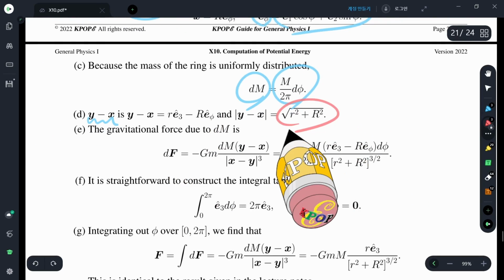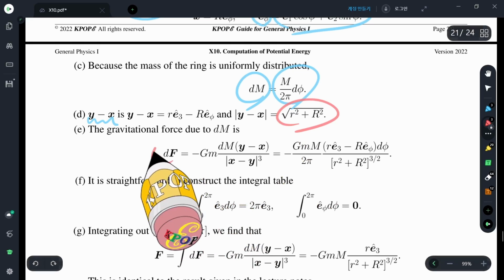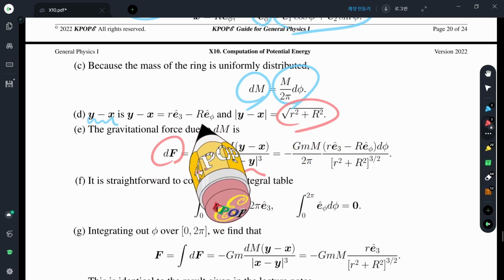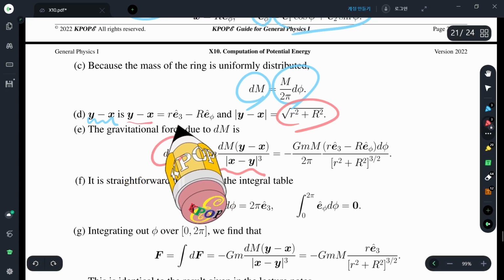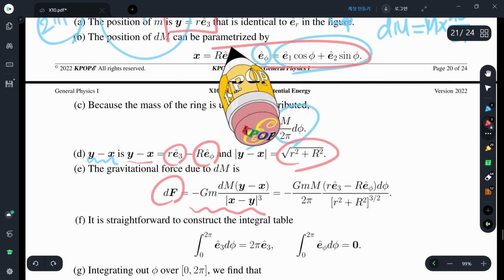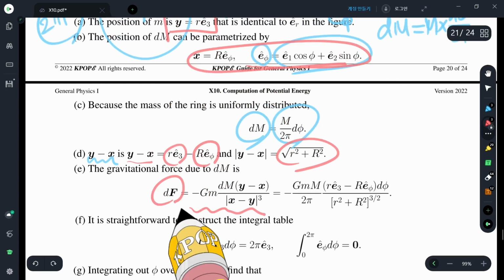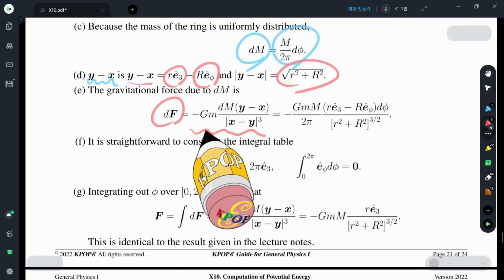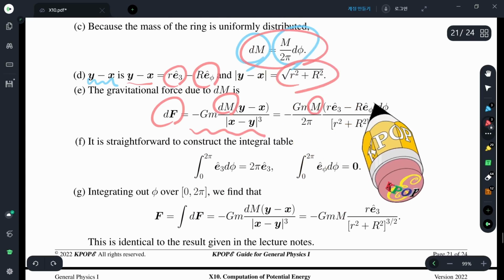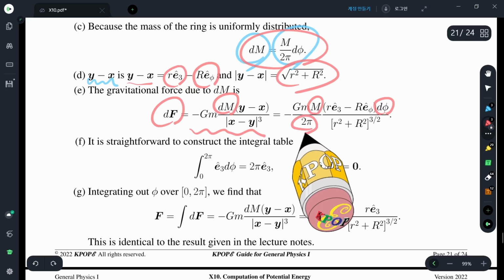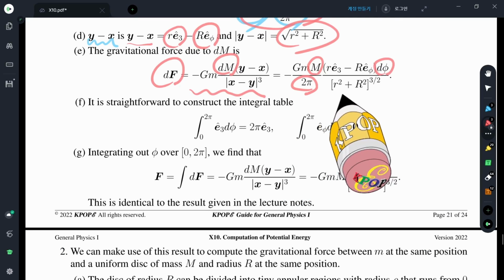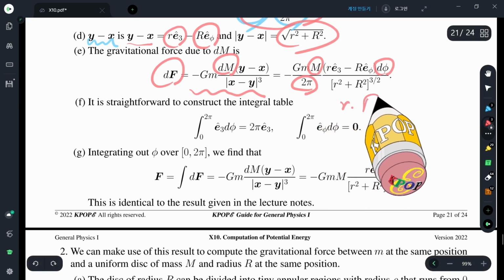So this is what we know already. And the force is this. Right? Substitute these numbers in it. So y minus x is this one subtracted by this, and that is given in here. And dm is replaced with this. Capital M survives here, and d phi over 2 pi. We are ready to evaluate the integral, but here small r and capital R are fixed.